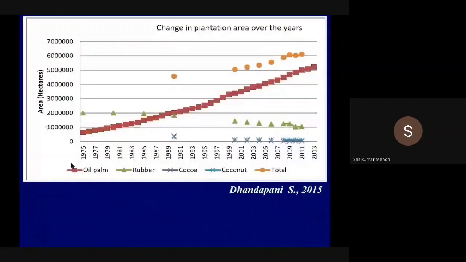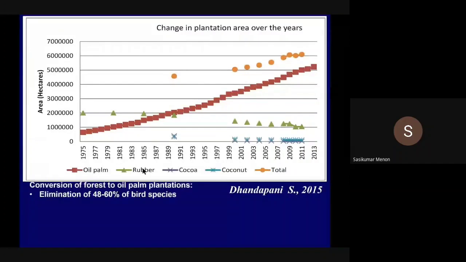You can see the extent to which they were expanding the oil palm from 1975 to 2013. They had excellent coconut production. They were highest in cocoa. They were also highest in rubber. Rubber, of course, fell off because of other synthetic material. But cocoa and coconut, they just killed the industry by replacing it with oil palm. And then what did they get? They eliminated 48 to 60% of bird species from these plantation places.